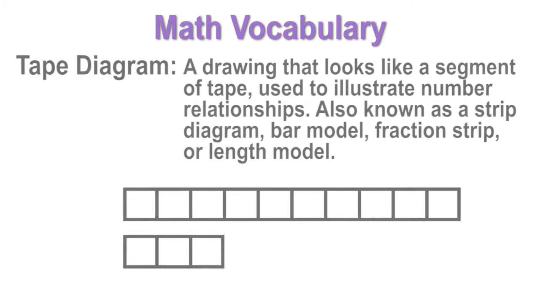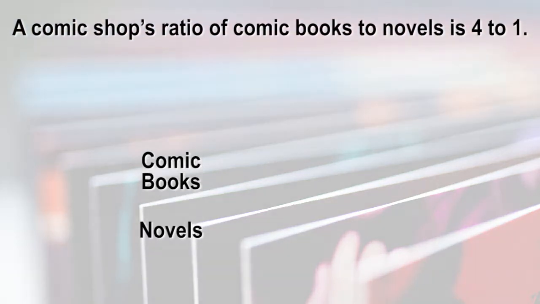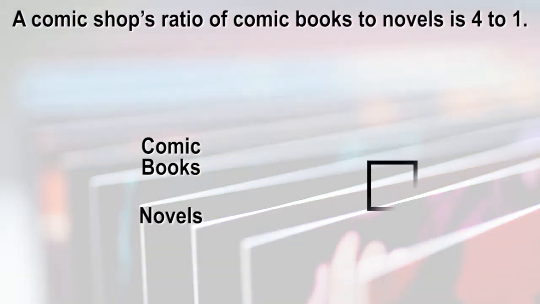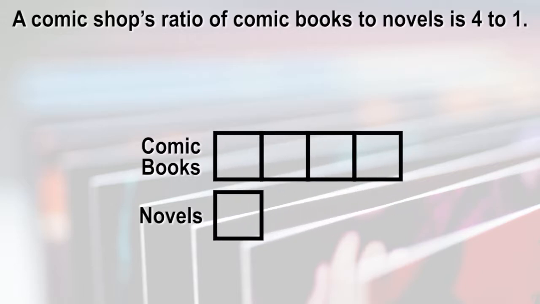Let's take a look at our first problem. A comic shop's ratio of comic books to novels is 4:1. Let's make a tape diagram to model this situation. With tape diagrams, the boxes are equal in size and represent equal values. How many times greater are the number of comic books than the number of novels? The ratio is 4:1, with 4 being the number of comic books. If there are 4 comic books, how many novels are there?